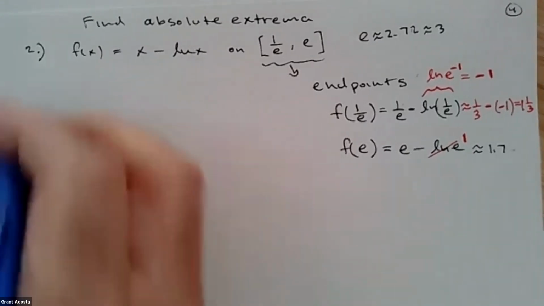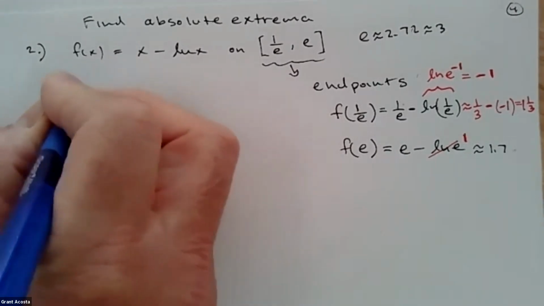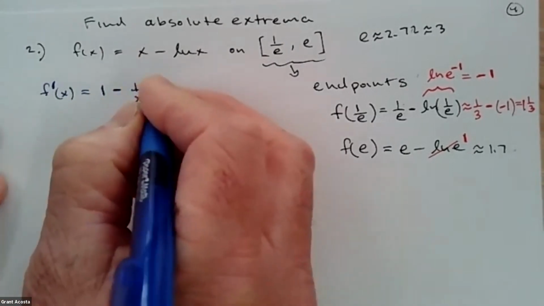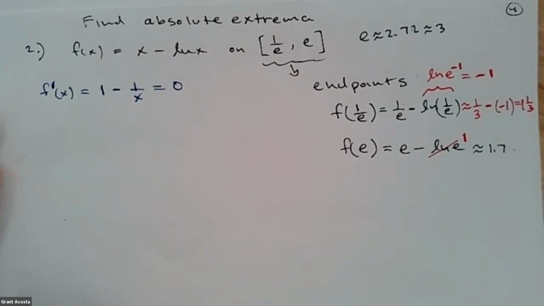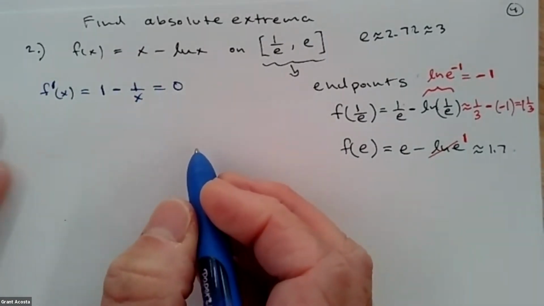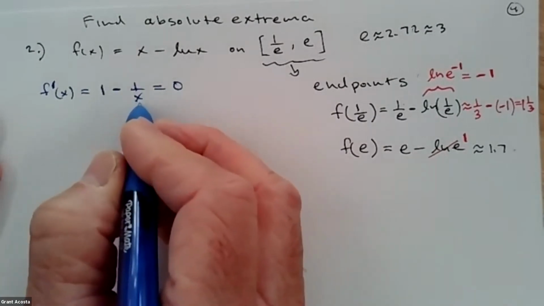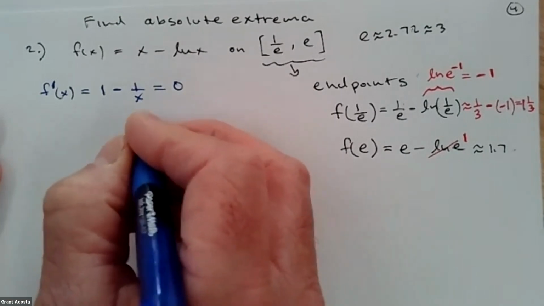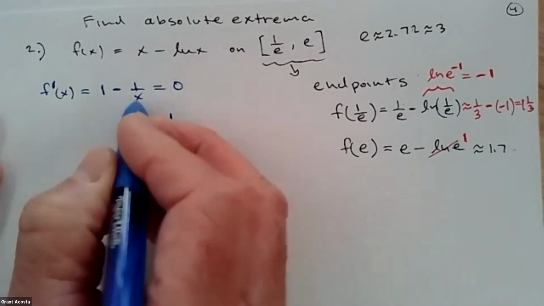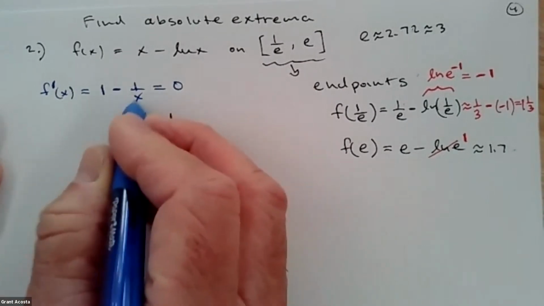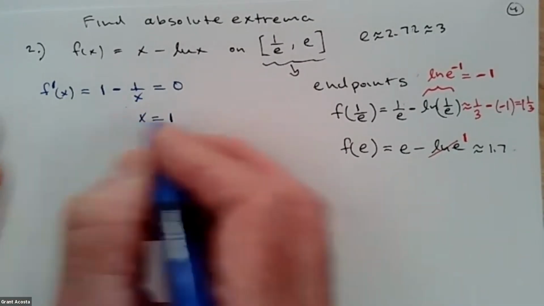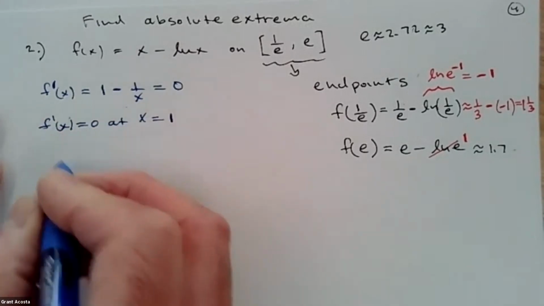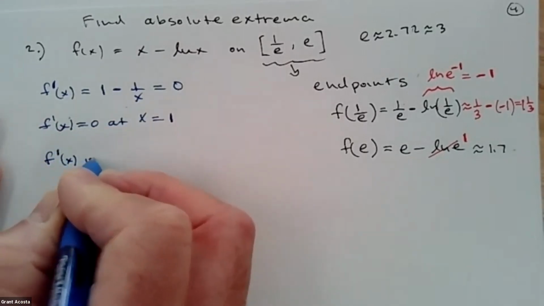So let's take our derivative next. This is 1 minus 1 over x. And let's see if we can find out where that's equal to 0. Can you just look at that and see what's the answer for x? Yeah, x is going to be 1, right? This is equal to 0 when x is equal to 1. Now, it's also important to note that we also talked about the place where the derivative is undefined. So my derivative equals 0. Here, I'm going to write f prime of x equals 0 at x equals 1.